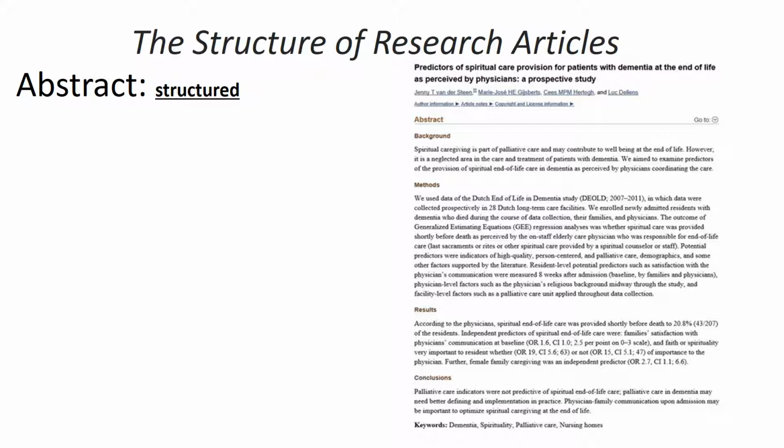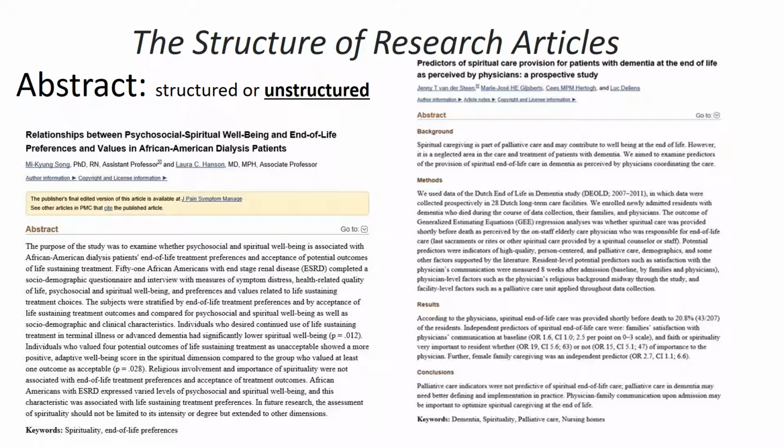Again, it's the same structure of the journal paper, but you can also have abstracts that are unstructured. Here's a snapshot of a different one: Relationships between psychosocial spiritual well-being and end-of-life preferences and values in African American dialysis patients. As you see, the abstract is just a large paragraph. It doesn't have the nice sections, but each of those sections, a background, the methods, the results, and the conclusions, are going to be there in that paragraph. They're just not structured for you. So that is your abstract.